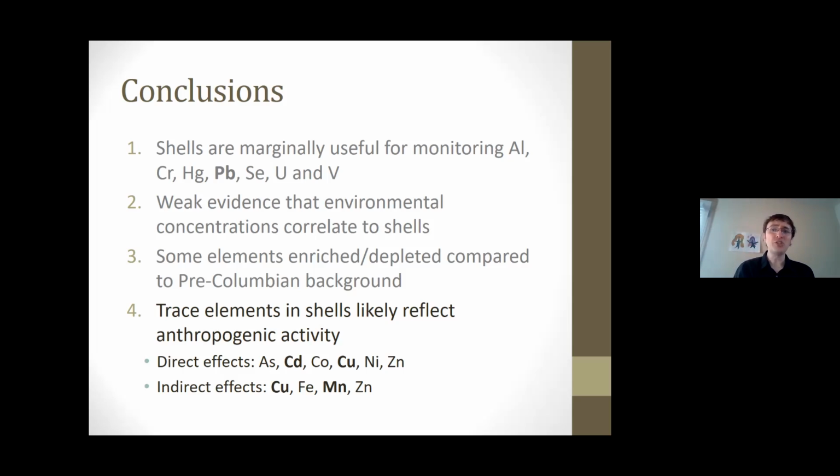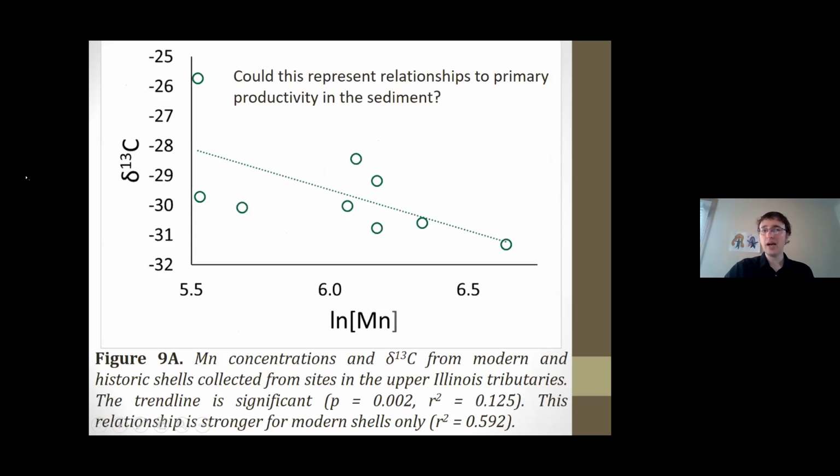However, I also think there's a chance for indirect effects, and oh, wait a minute, copper's in that category too. So why do I think that there's indirect effects for copper? I've mentioned manganese, which we thought at first was related to dissolved oxygen. So let's take a look at one more piece of data that we used to try and figure this out. For those upper tributary shells only, we looked at stable isotopes, carbon-13 and nitrogen-15.